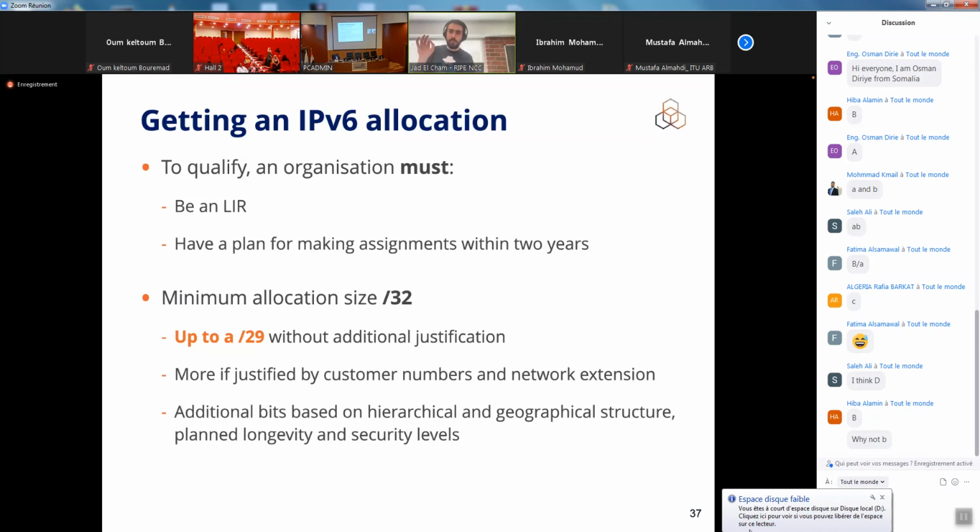Now, the minimum allocation from the RIPE NCC is a /32. So you cannot get anything less, okay? It can go up to a /29, no questions asked. So when you ask for your IPv6, you have a drop-down menu. You can say, I would like a /32, or you can get up to /29. We will not even ask you why you want /29.